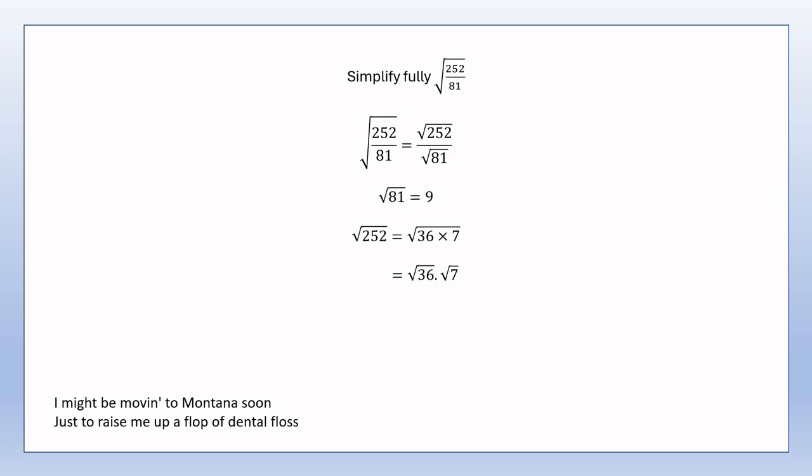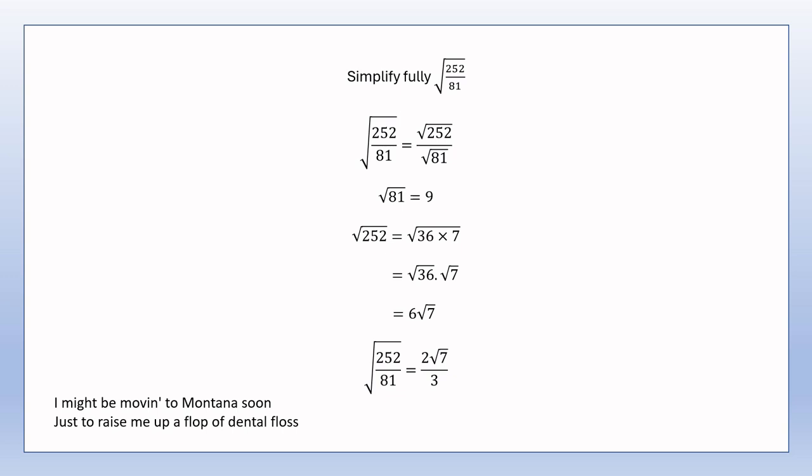square root of 36 times the square root of 7. And since the square root of 36 is equal to 6, then we have that the square root of 252 is equal to 6 times the square root of 7. And so the square root of 252 divided by 81 is equal to 6 root 7 divided by 9. And finally, we can cancel the common factor of 3 in the numerator and denominator to give 2 root 7 over 3, which is fully simplified.